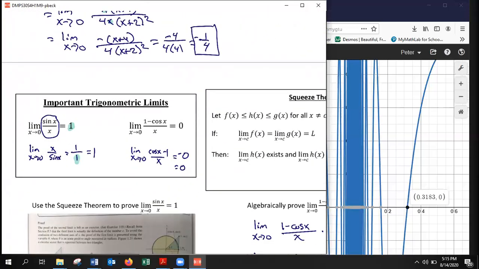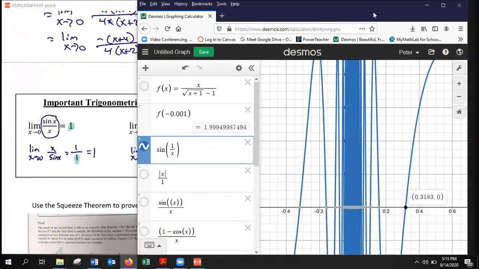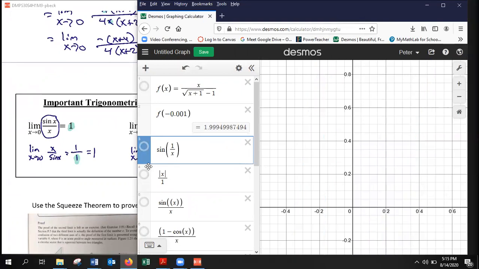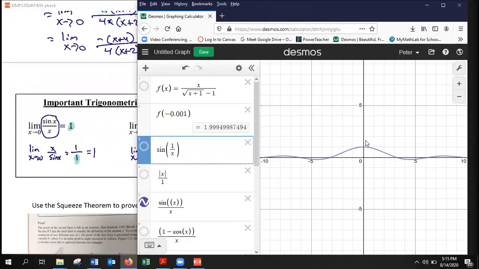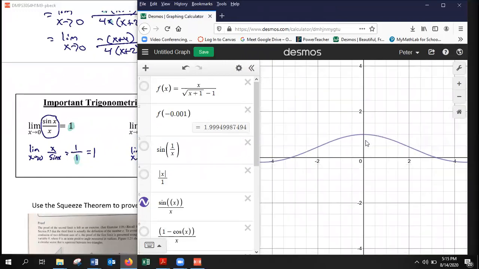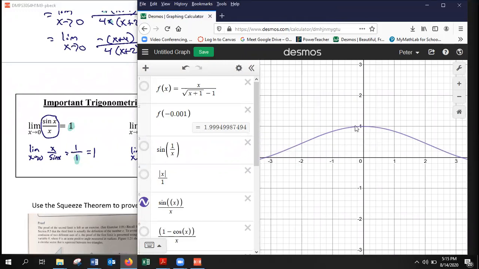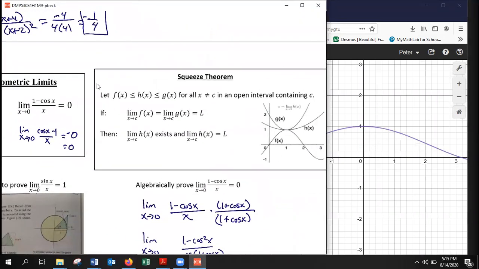Two special trig limits that we want to focus on is the sine of x over x. The sine of 0 is 0. And then, so sine of 0 over 0 ends up being what? And that's kind of our goal. And we can see by this graph, the sine of x over x will approach 1 as x approaches 0. Very, very special trig limit. This trig limit can be found using what we call the squeeze theorem.